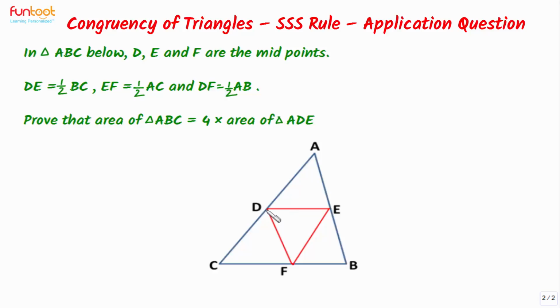So D is the midpoint of AC, F is the midpoint of BC and E is the midpoint of AB. DE is equal to half BC, EF is equal to half AC and DF is equal to half AB. We have to prove that area of triangle ABC is equal to 4 times the area of triangle ADE.